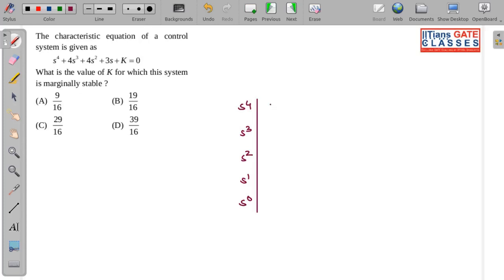So over here this will be 1, 4, K and this will be 4, 3, blank. So this will be 16 minus 3. So you need to find the value of K for marginal stability. So 16 minus 3, that is your 13 by 4. And this will be K, blank. So over here this will be 13 by 4 into 3 minus 4K divided by 13 by 4, and the remaining all will be blank, and this is K.